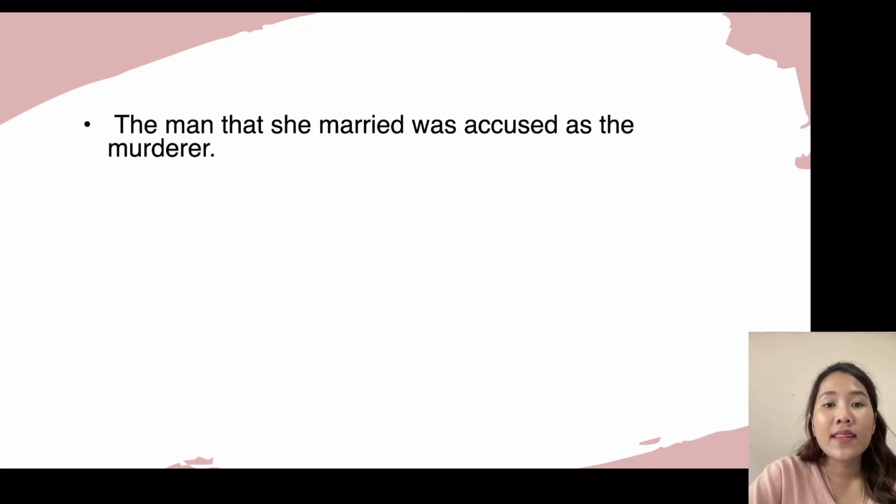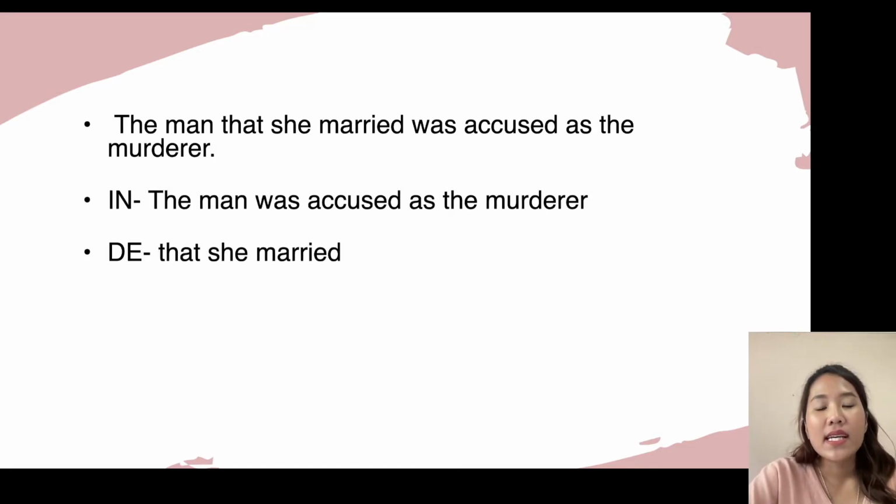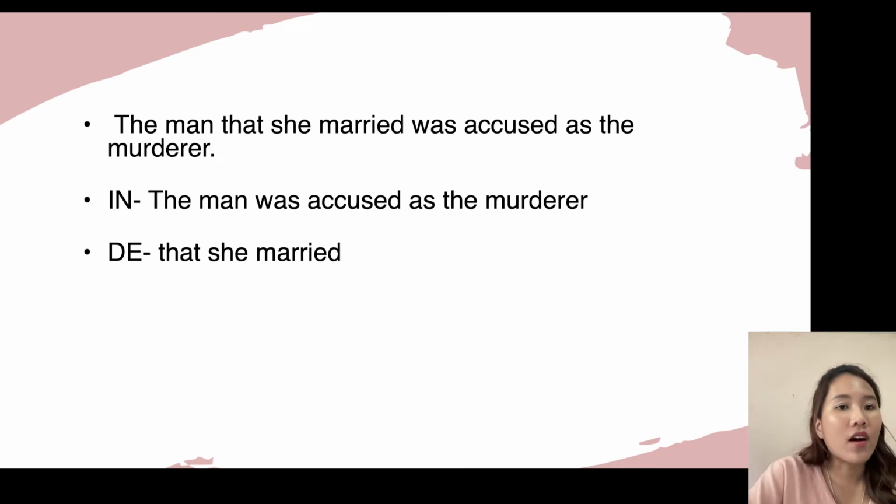And next, the man that she married was accused as a murderer. So that she married is the dependent clause functioning as adjectival clause that modify man. And since it is adjectival clause, right? So whenever you answer independent, we can cut it off, like the man was accused as the murderer.